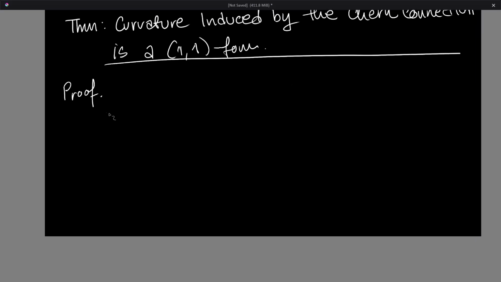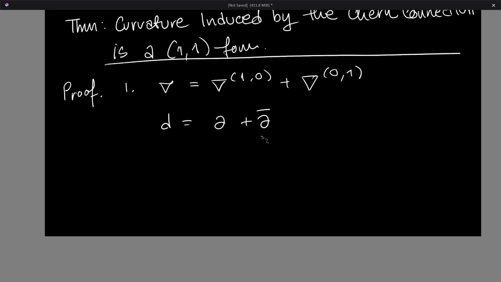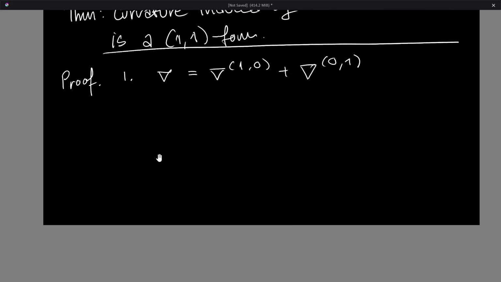So firstly, we're going to decompose the connection. We're going to say nabla is equal to nabla 1,0 plus nabla 0,1. This is essentially the same thing as doing d is equal to partial plus partial bar. It's the same type of decomposition. We just make sure that each of the sub operators in the sum are operating on different parts of the input and are producing different parts of the output.